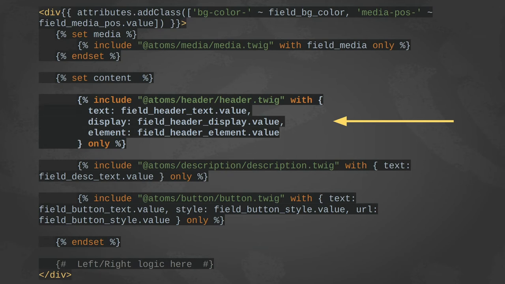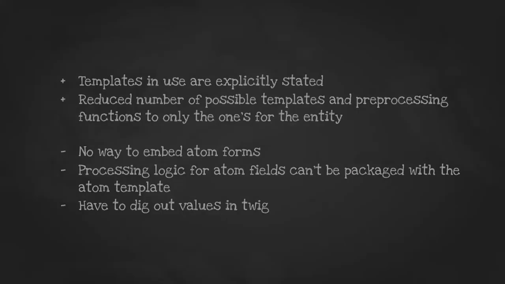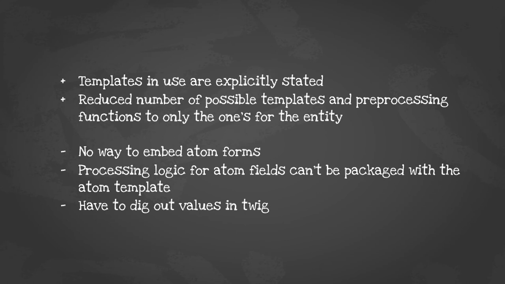And you can see here, instead of just rendering the field header, we're instead using an include statement to include an atom template or an atom twig file, and we're passing values directly by using the field variable to get the value. So this is decoupled-ish because the template no longer is depending on Drupal to figure out what template to use to render the atom, but you're still dependent on the Drupal values to get the actual value that you're displaying.